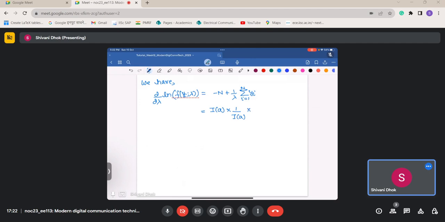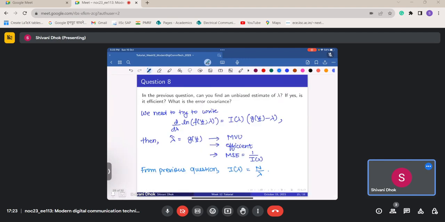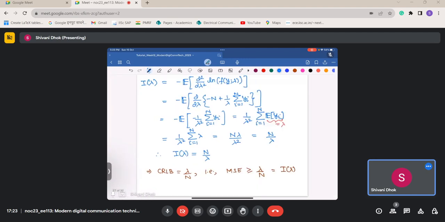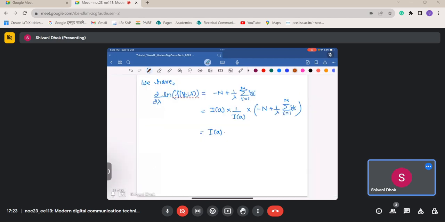This will give me 1 into minus n plus 1 by lambda summation i equal to 1 to capital N y_i. Okay, this we know. This we can do. This won't change our equation. So let's keep this IA outside and let's replace this 1 by IA. Sorry, this is not IA, this is 1 by IA. Let's replace this 1 by IA by lambda by n. So let us replace this by lambda by n multiplied by minus n times 1 plus lambda summation i equal to 1 to capital N y_i.